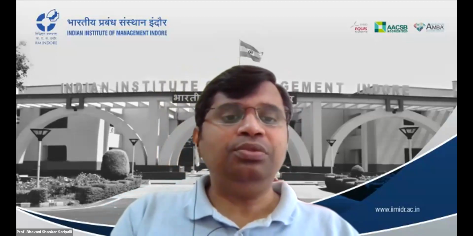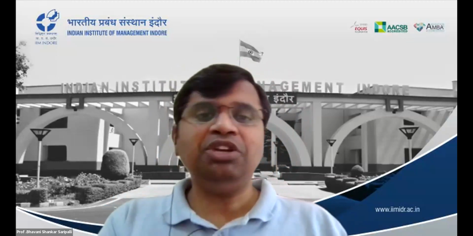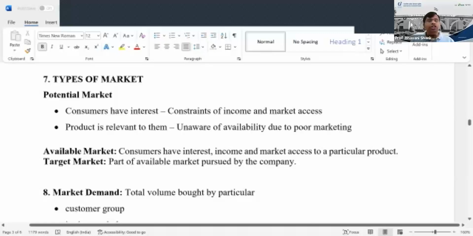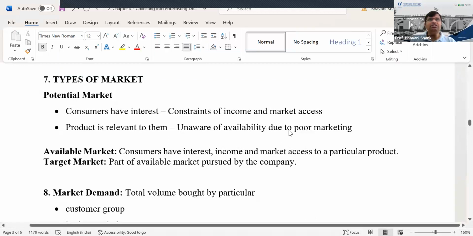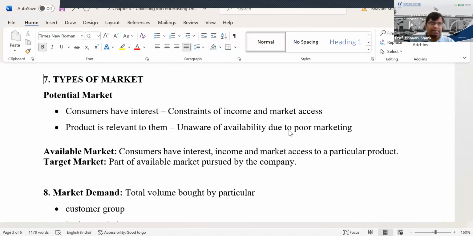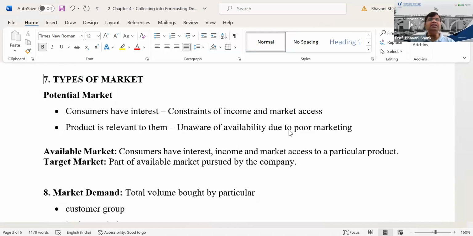Now, let us look into how it is that we understand things. You are interested in launching a new product, let us say, or you have been given a new area and you are to make it a success in terms of increasing the sales of your product. So the first thing that you are interested in understanding is, what is the potential market? In here, consumers have interest in that product that you are trying to sell, but they may have some constraints of income and they may have some market access issues.